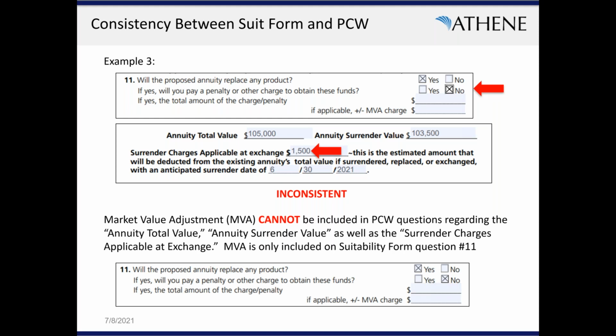So again, I just like to highlight this question 11 box: make sure that any market value adjustment is not included on the product comparison form, only included in question 11 on the suitability form.